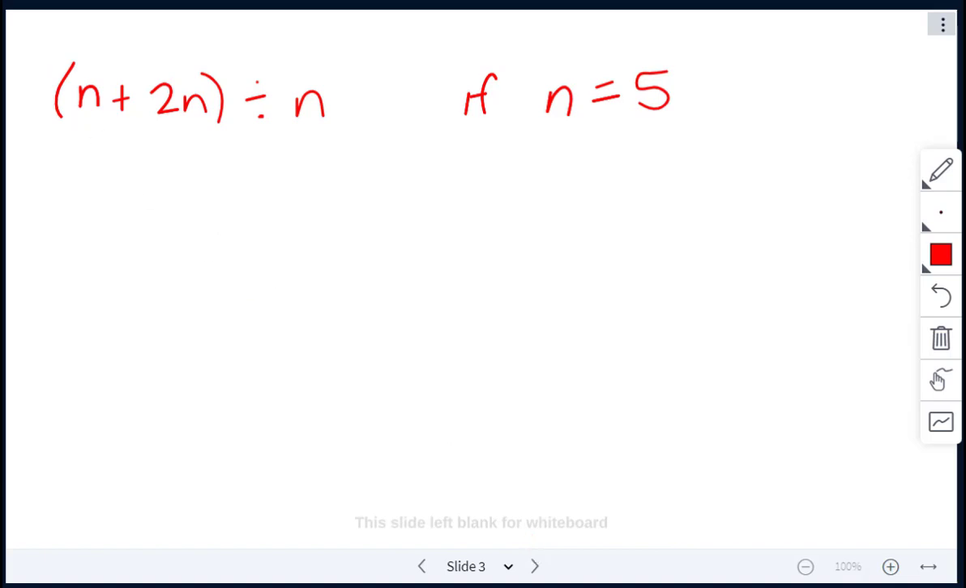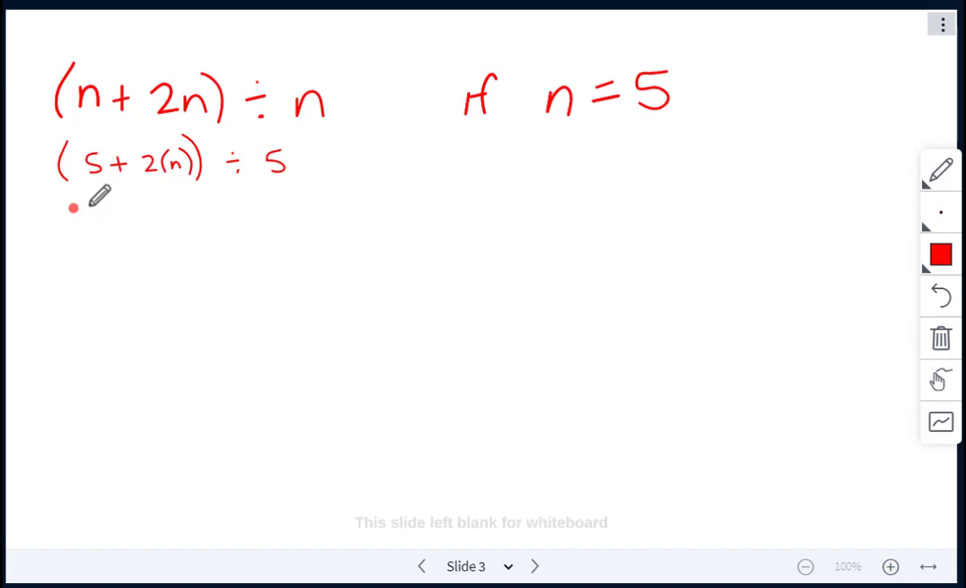So for this question, we have n is equal to 5, so we need to substitute 5 everywhere we see n. Anytime you see it like this, make sure you're using brackets. 2n here, it does mean 2 times n. All right, so we end up with 5 plus 2 times n. Okay, and then divided by 5.